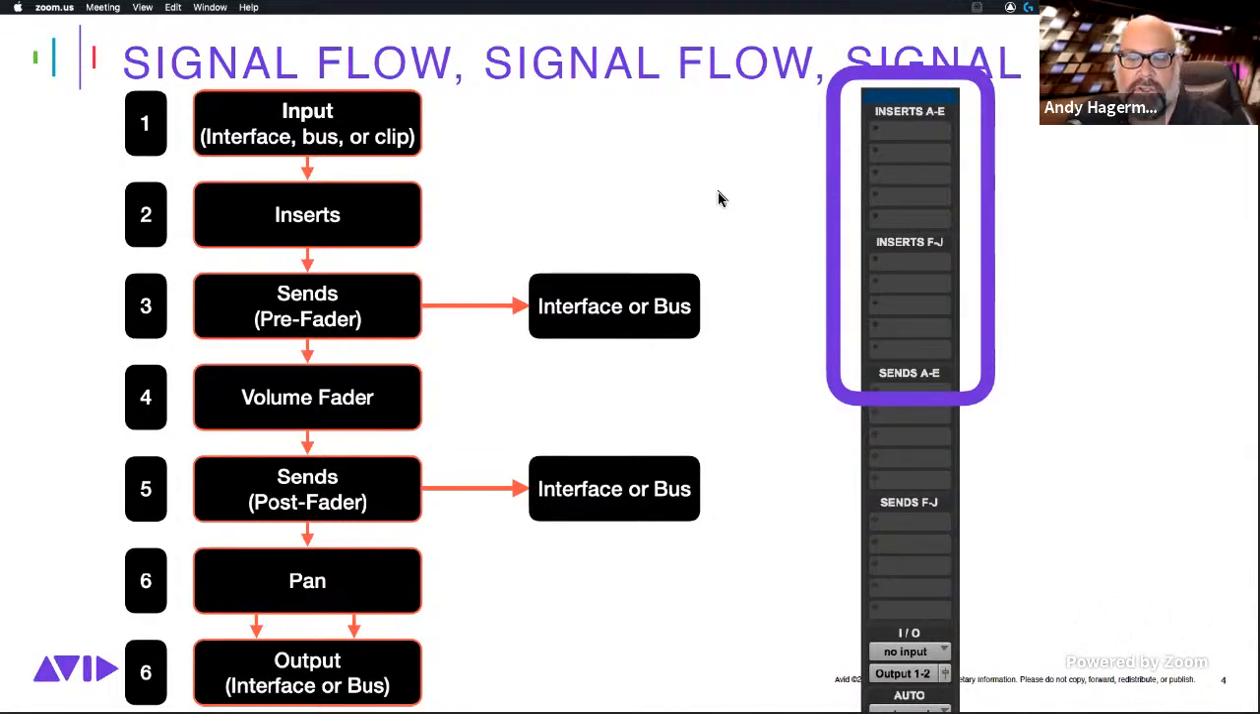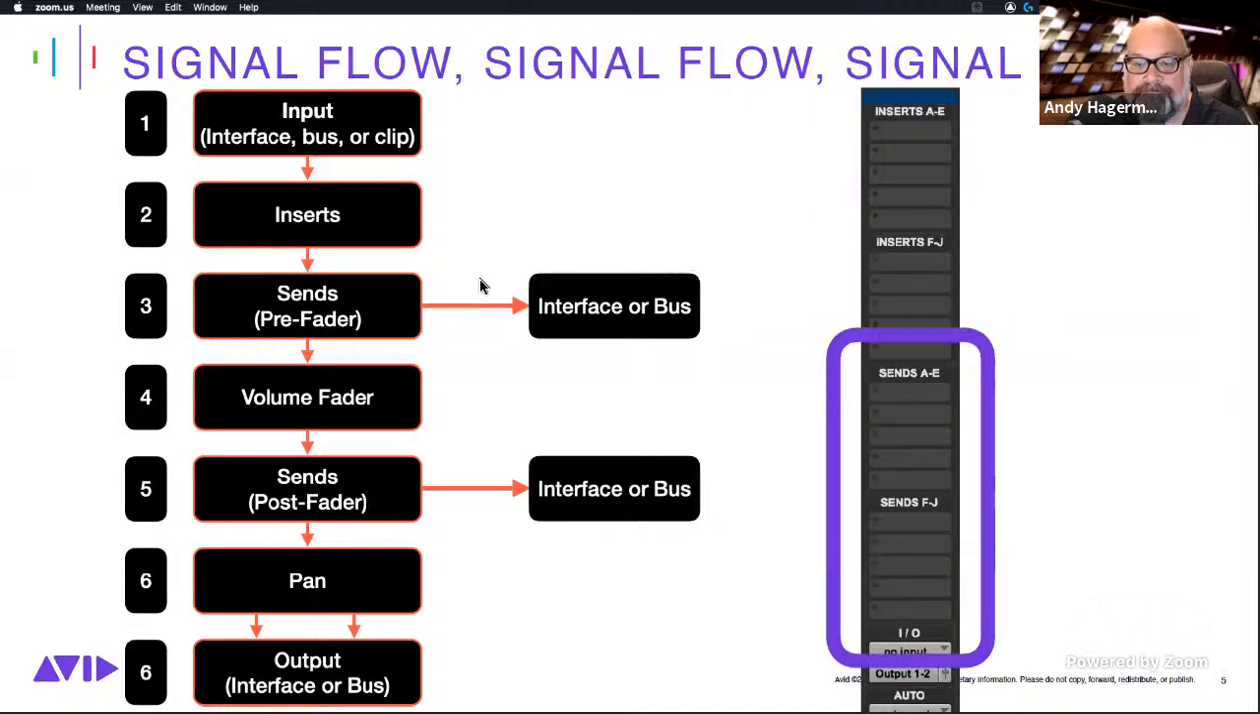The next thing that you're going to have is a thing called a send. And the sends are right below the inserts. And there are two kinds of sends. You'll see in position number 3 over here, there's a pre-fader send. That's the first thing we're going to talk about. A send makes a copy of the signal, and it will route that copy of the signal to something else.